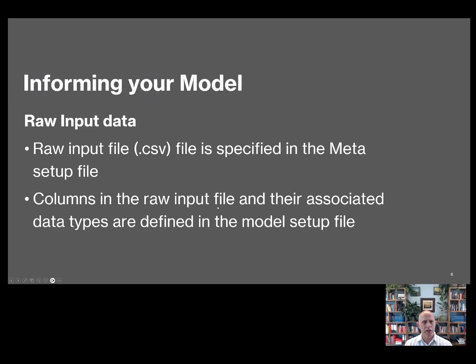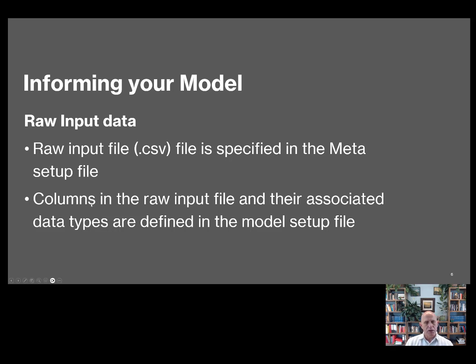Now, let's just look at how you actually inform your Juno Cassandra model about these two data components. First, let's look at raw input data. The raw input data has to be provided through a CSV file, the location and name of which is specified in the meta setup file. That is for the desktop version of Juno Cassandra. For the web version, we will probably over time extract this data directly from the database and make it available to the model.